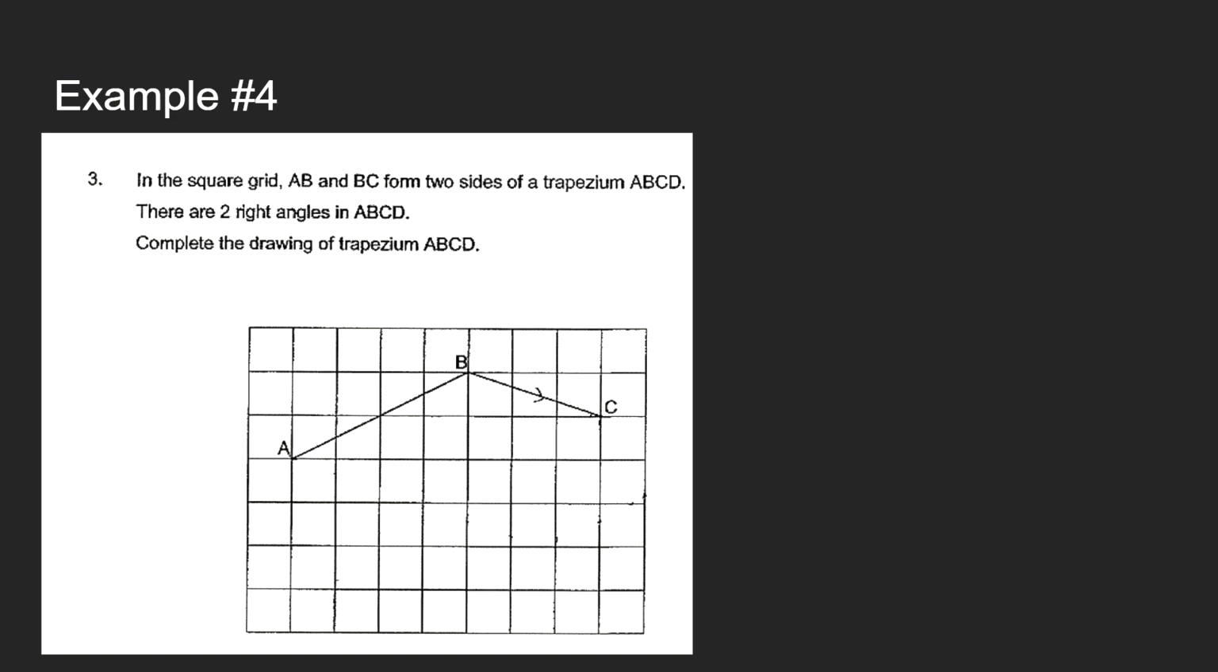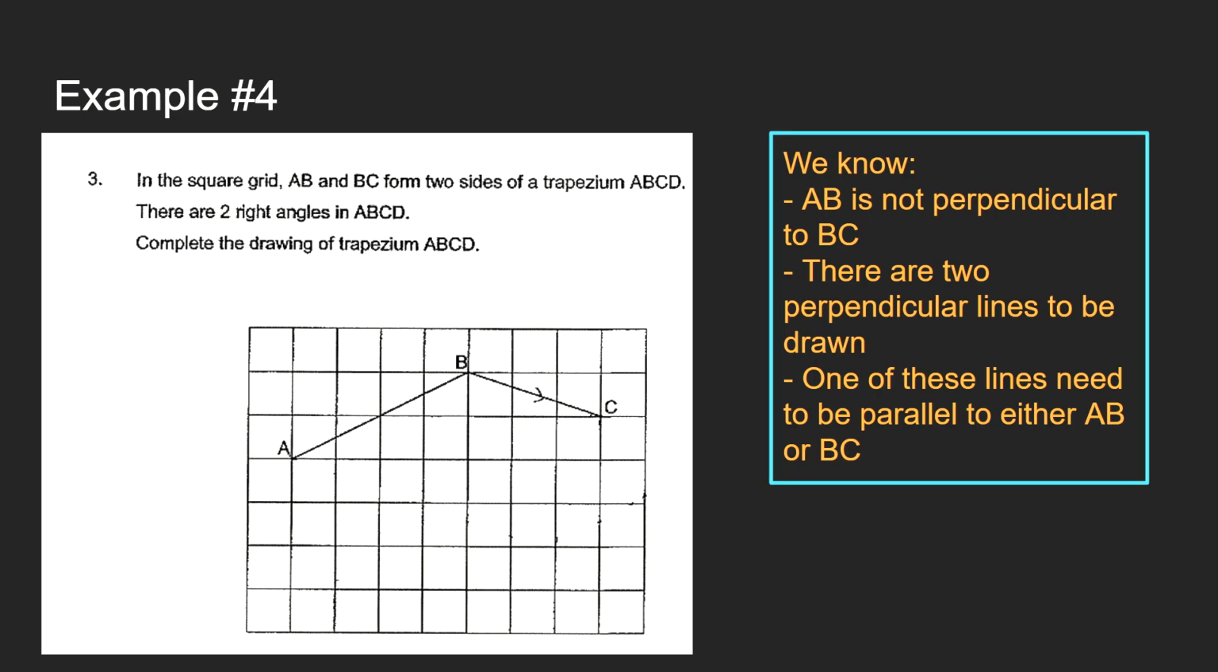First, we need to identify what we know. Like I mentioned, a trapezium has 1 pair of parallel lines, and for this there are 2 right angles. If you use the trick from the first lesson in this chapter, we will realize that AB is not perpendicular to BC. So there are 2 perpendicular lines to be drawn, and one of these lines needs to be parallel to either AB or BC. So you can see the link here. Let's ignore what the question shows and look into the various possibilities.